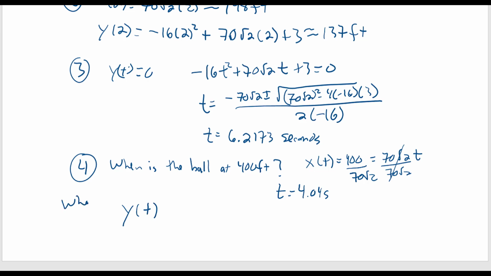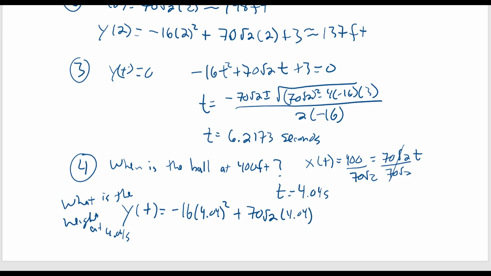So now we look at the height. What is the height at 4.04 seconds? y of t is negative 16 times 4.04 squared plus 70 times the square root of 2 times 4.04 plus 3. And we get about 141.8 feet. So it is high enough. That's it.